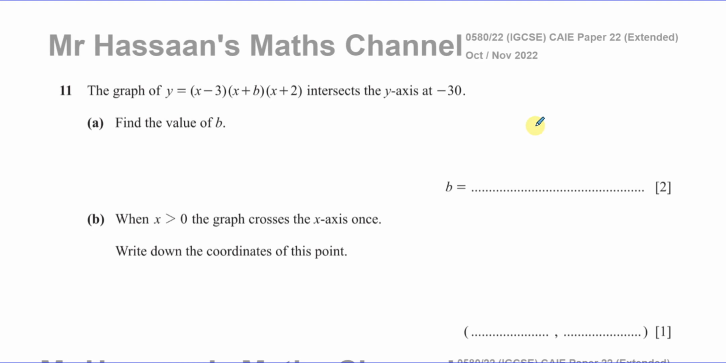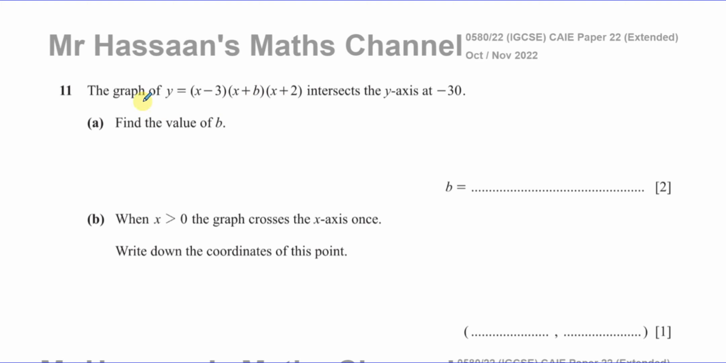I'm now answering question number 11 from the October-November 2022 IGCSE Cambridge 0580 syllabus. This is paper 2, variant 2, and the question here is about graphs, and we're given the graph of y equals x minus 3, brackets x plus b, bracket x plus 2, and we're told that this graph intersects the y-axis at negative 30, and we need to find the value of b.